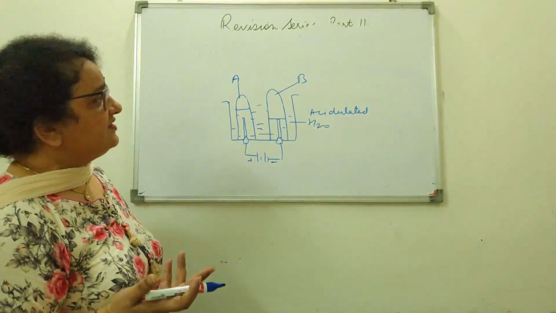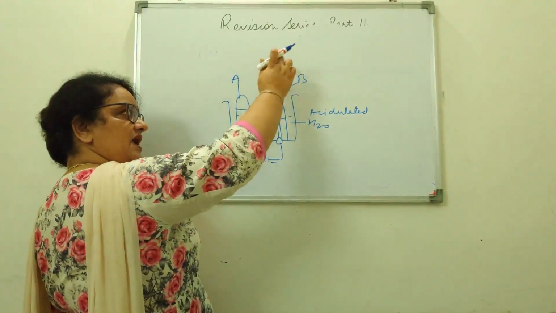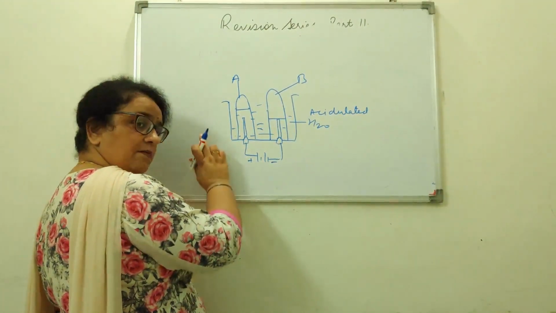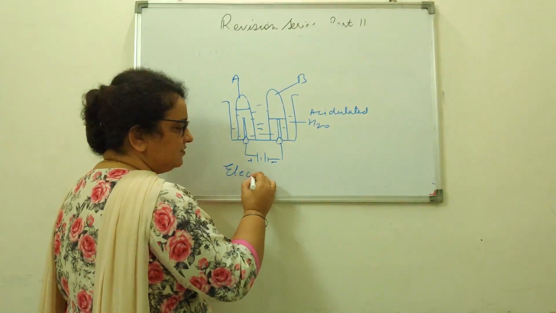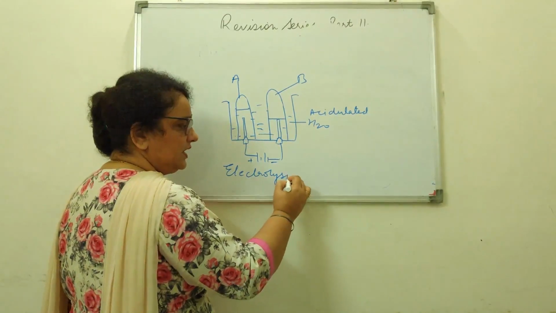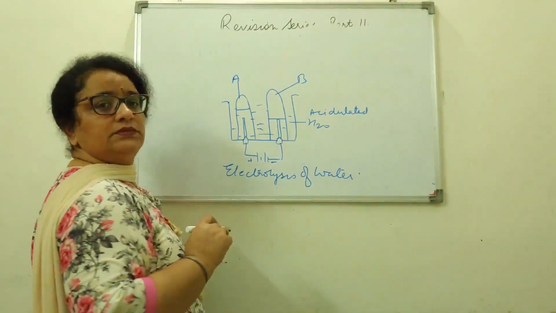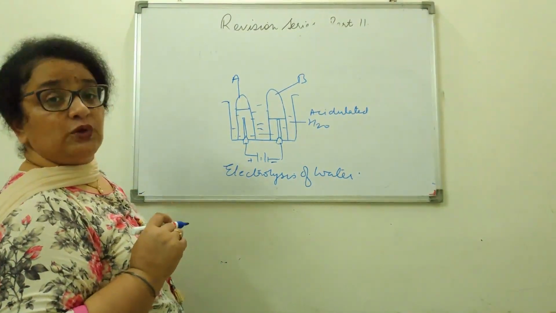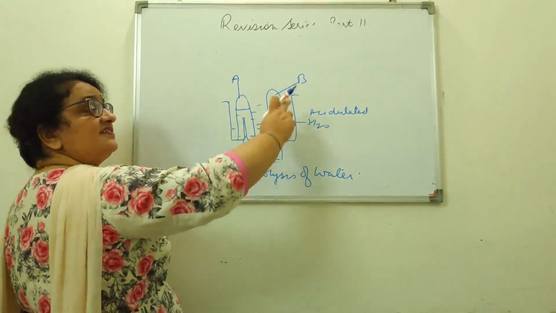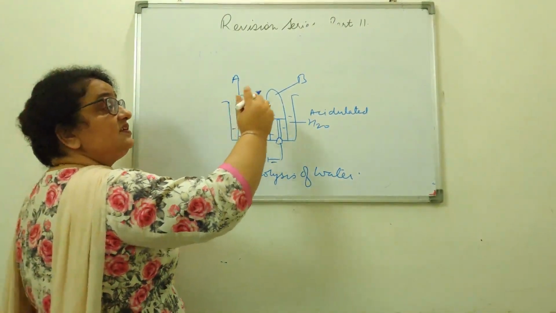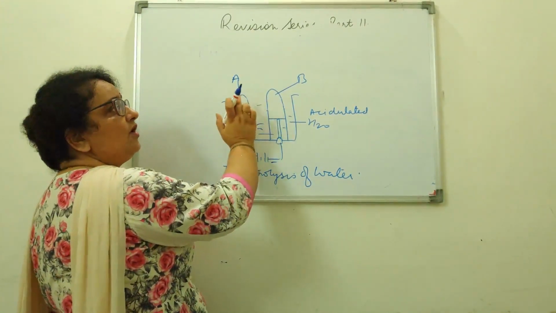You can guess the question: name the gases A and B given in the above diagram. It is electrolysis of water. Then the next part of the question is, why is the gas B double the amount as compared to the volume of gas A?